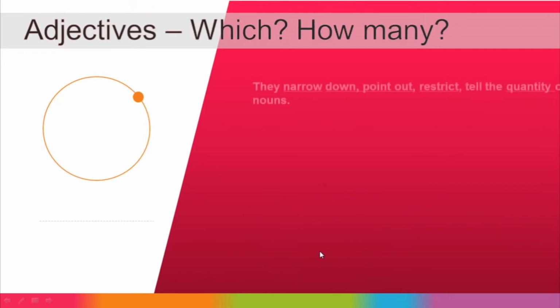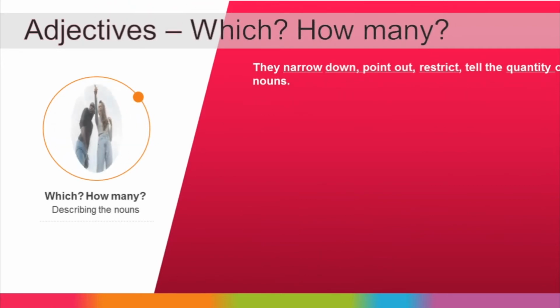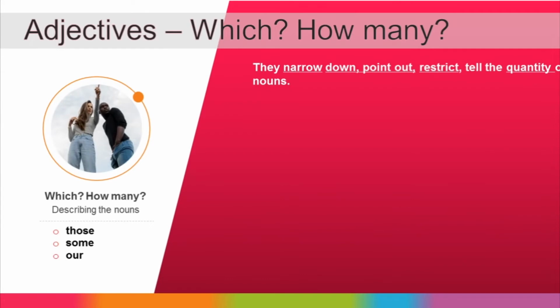Now let's talk about the second type of adjective that shows which or how many. Examples are these adjectives, and we're going to see them in sentences. These adjectives narrow down, point out, or restrict and tell the quantity of the nouns. In this case, we're going to talk about these adjectives in a sentence.